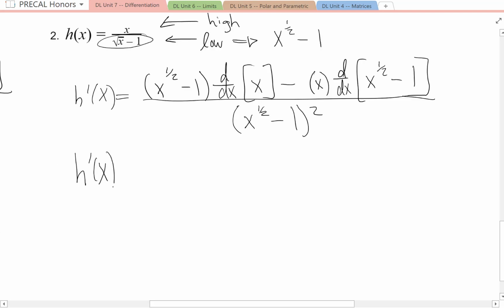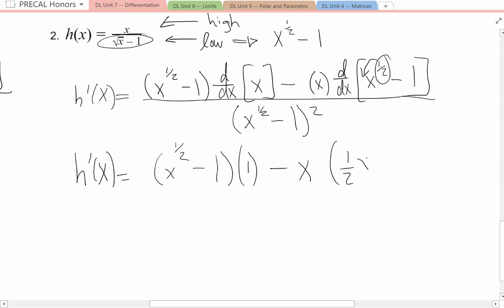H prime of x: x to the 1/2 minus 1 times the derivative of x. The derivative of x is 1. Minus x times the derivative of x to the 1/2 minus 1. Pop down, power down. So you have 1/2 times x to the 1/2 minus 1. 1/2 minus 1 is negative 1/2. Derivative of a constant is 0.